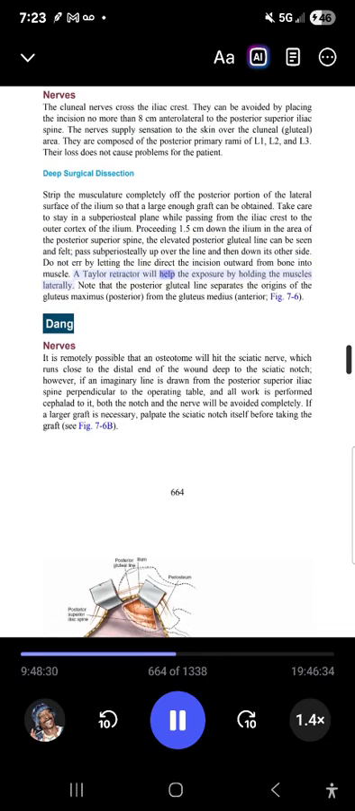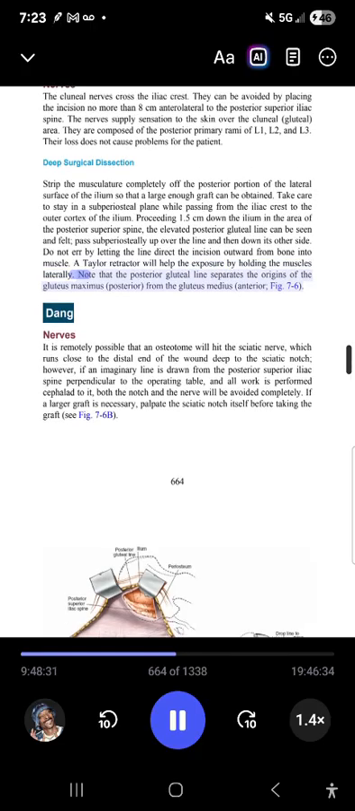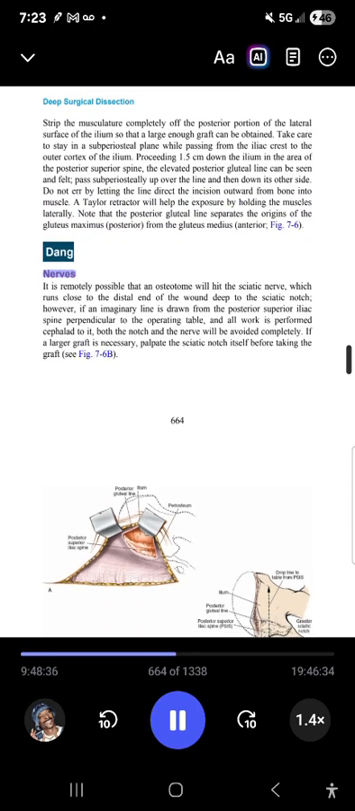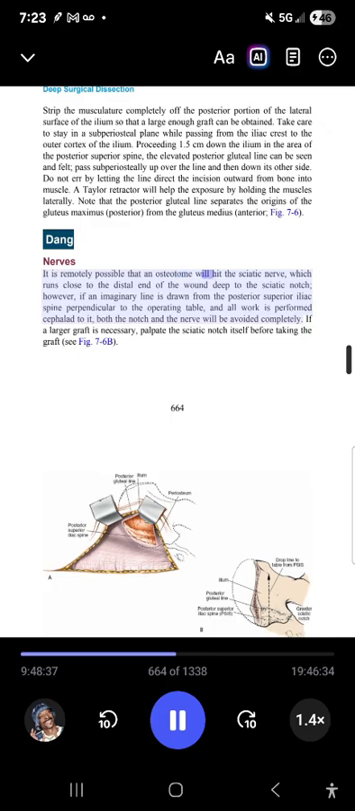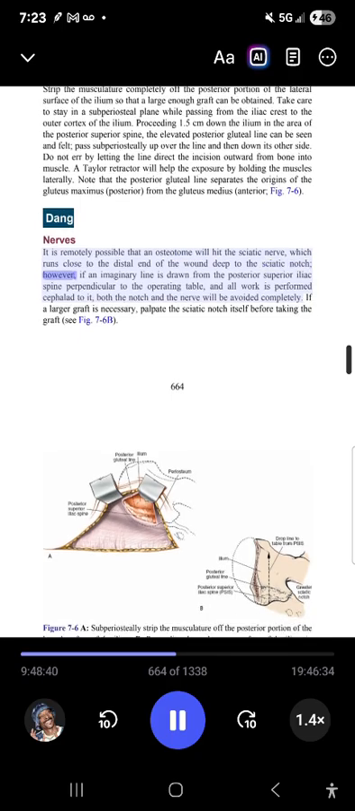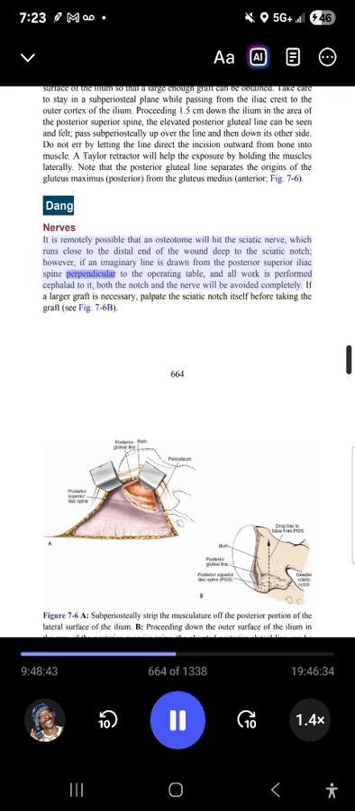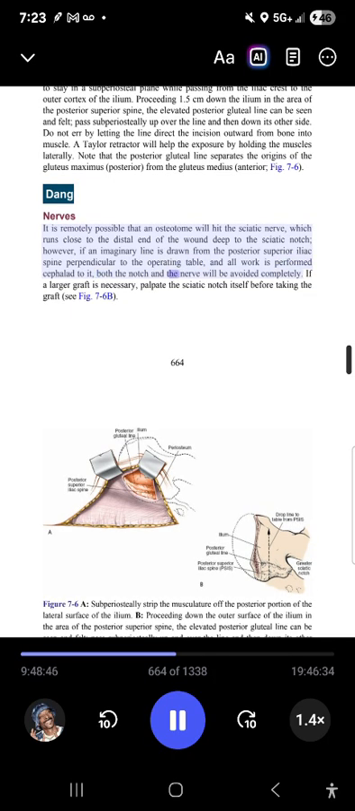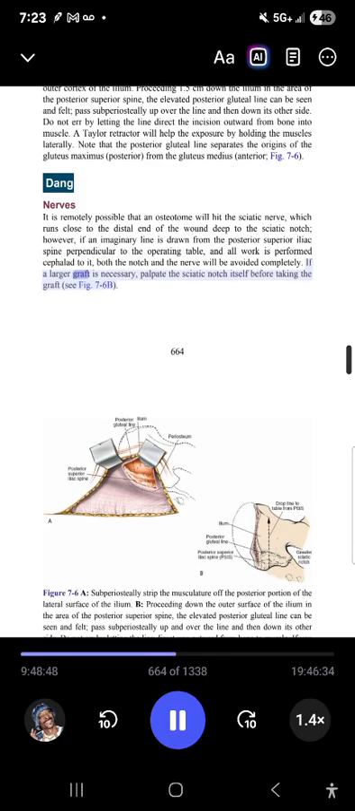The talar retractor will help the exposure by holding the muscles laterally. Note the posterior nerves. It is remotely possible that an osteotomy will hit the sciatic nerve, which runs close to the distal end of the wound deep to the sciatic notch. However, if an imaginary line is drawn from the posterior superior iliac spine perpendicular to the operating table, and all work is performed cephalad to it, both the notch and the nerve will be avoided completely. If a larger graft is necessary, palpate the sciatic notch itself before taking the graft.